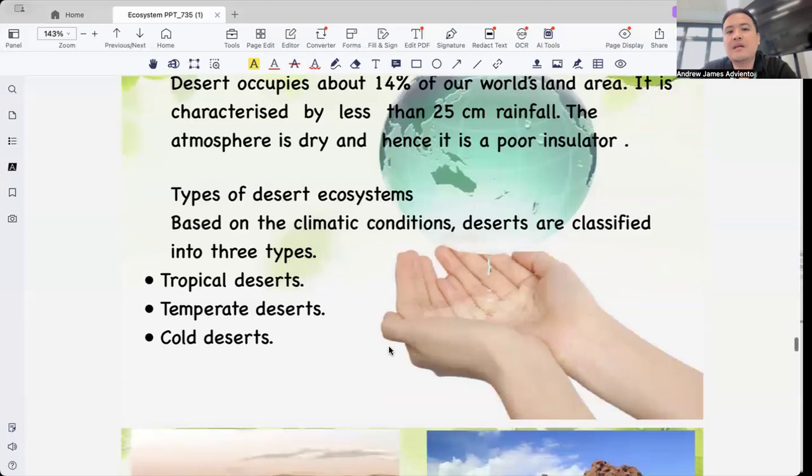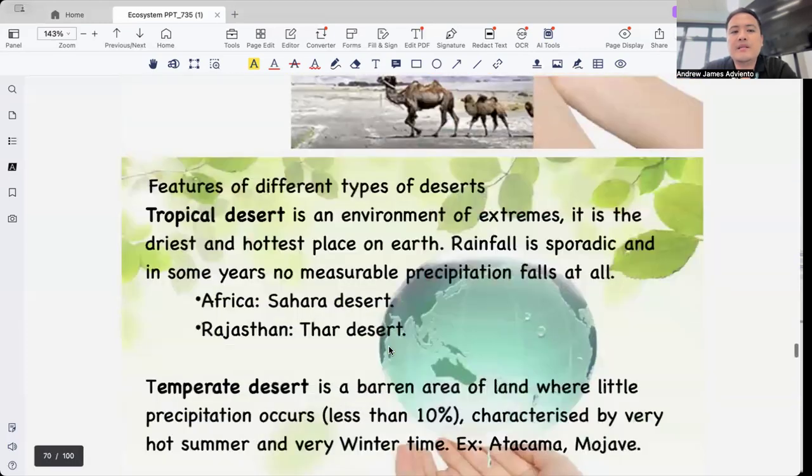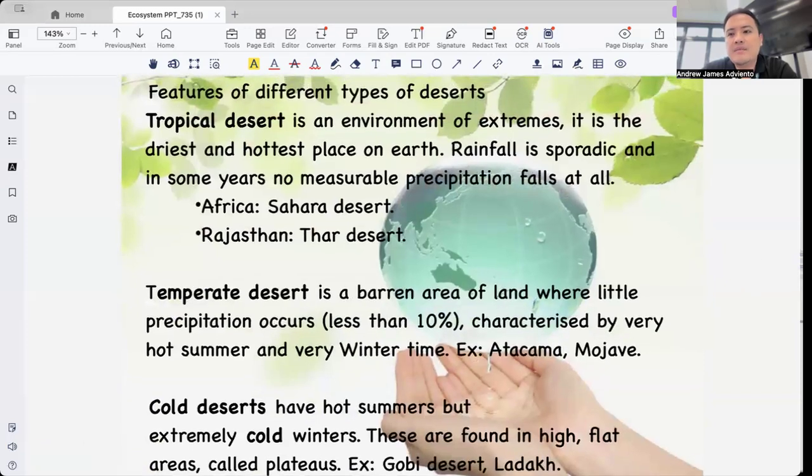Now, there are types of desert ecosystem. These are the tropical deserts, temperate deserts, and cold deserts. So let's go to the features of the different types of deserts. Let's start with the tropical desert.